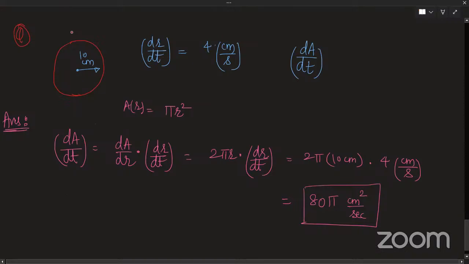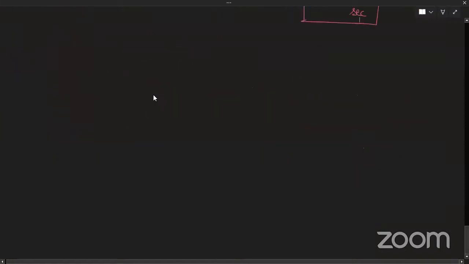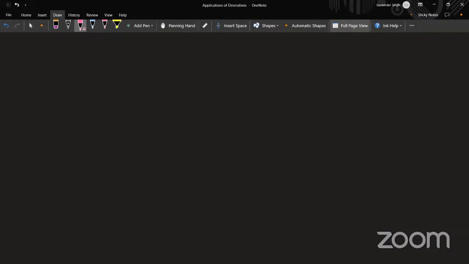Can you tell me what is the dimension of area? Dimension of area is L square. What about T? Second. T is just T, so T raised to minus 1. Yes, so it's matching on both sides. Yes, it will have to match. Okay, great. So these were one of the basic questions.